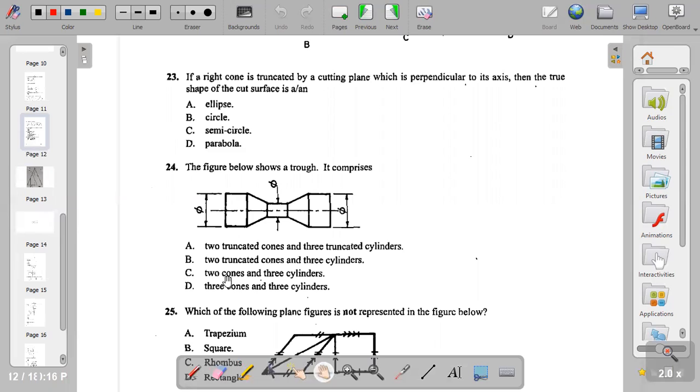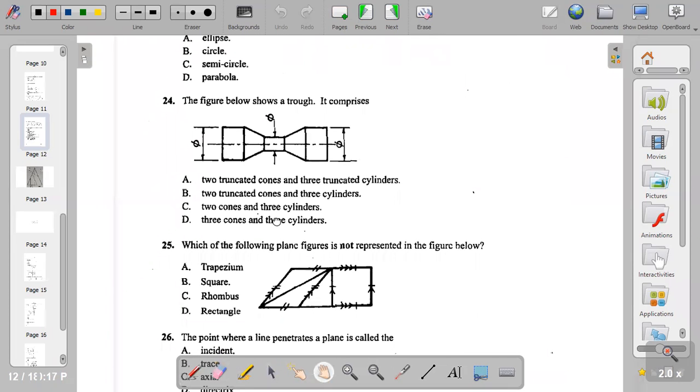Option C says 2 cones and 3 cylinders. This is totally wrong because the cones are truncated. Option D is 3 cones and 3 cylinders. The cones are just 2. So the correct answer to question 24 is B. We move on to question 25.